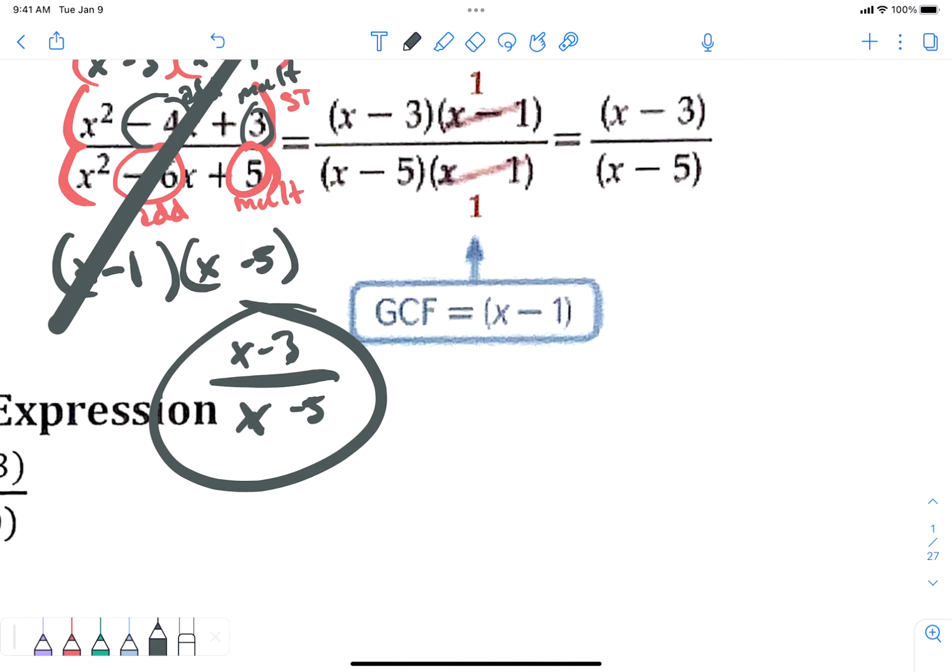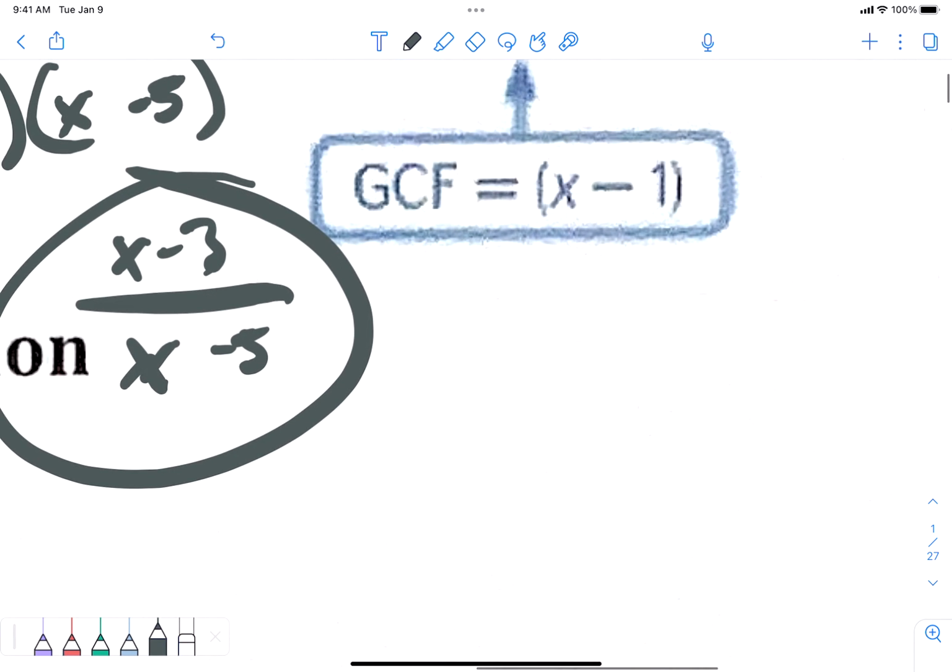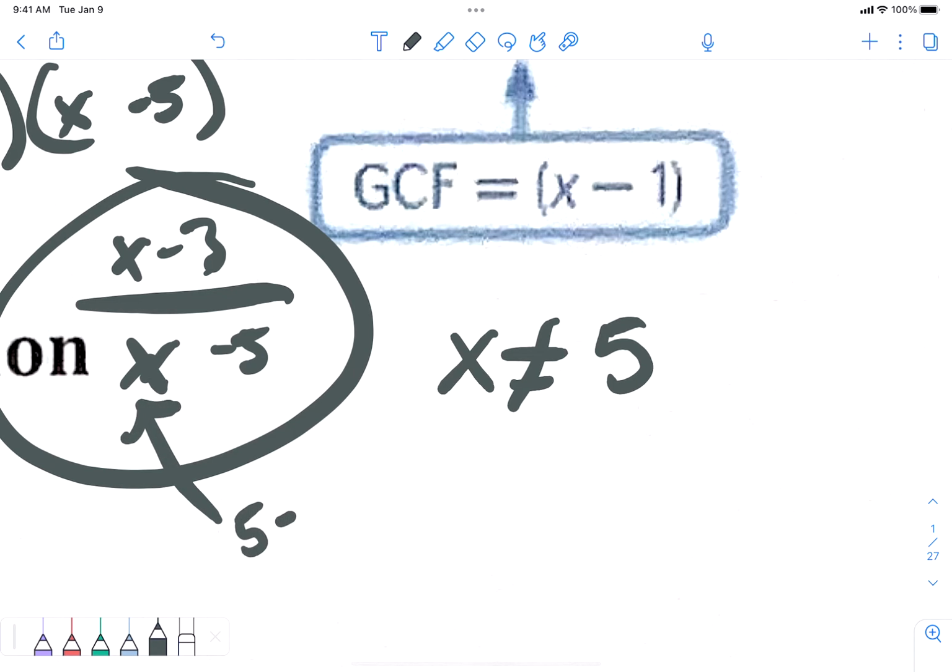Now, one more thing that I'm going to add to this that they don't already have. I don't ever want to have 0 in the bottom, all right? So what can we not have x be? 5. If I plug 5 in right here, this would end up being 5 minus 5 on the bottom, right? That would end up being 0. I don't want that.